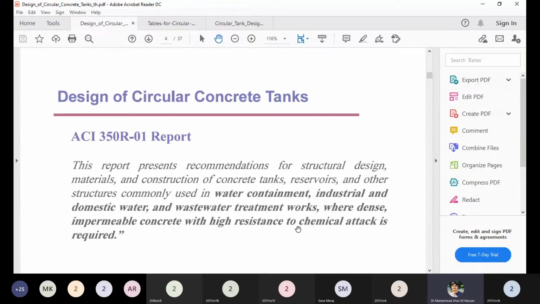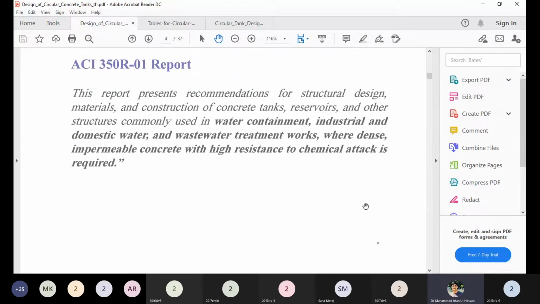This presents the recommendations for the structural design, for the materials and constructions of the concrete tanks and reservoirs and other structures, normally which are used for the water containment purpose, for industrial water, for wastewater treatment work, where the dense impermeable concrete with high resistance to chemical attack is required. So we can get a lot of guidance from this code ACI 350.